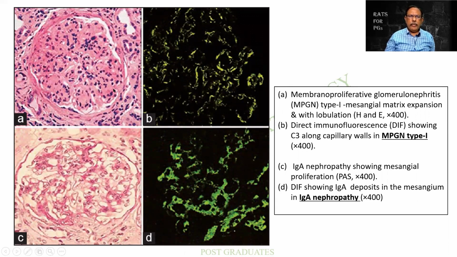Membranoproliferative. Membranoproliferative means the Bowman space is almost obliterated, and then there is a proliferation of the endothelium, the epithelium, mesangium, etc., filling up the entire glomerular space. And I find that there can be the C3 which can be deposited along the capillary walls.